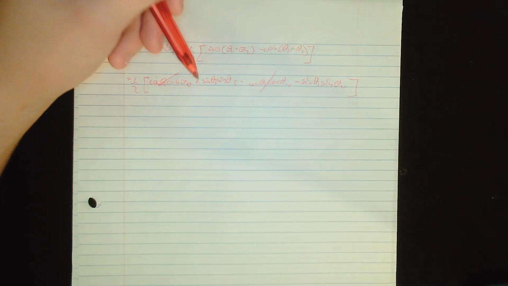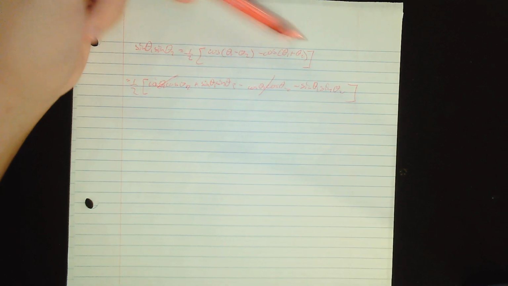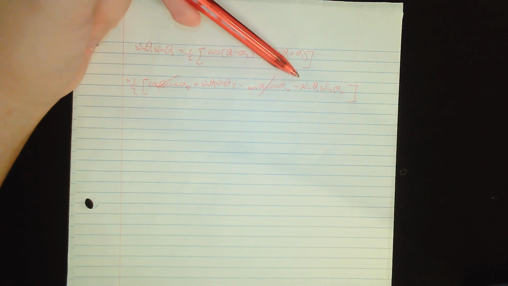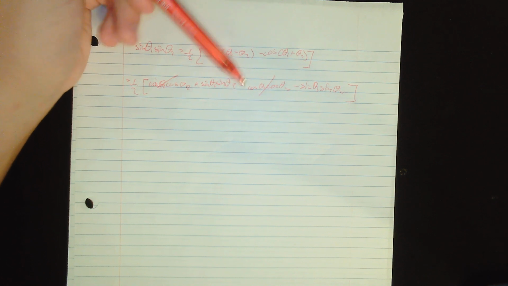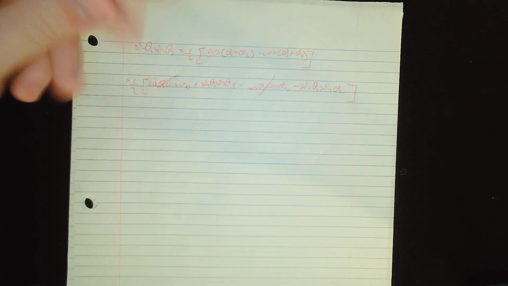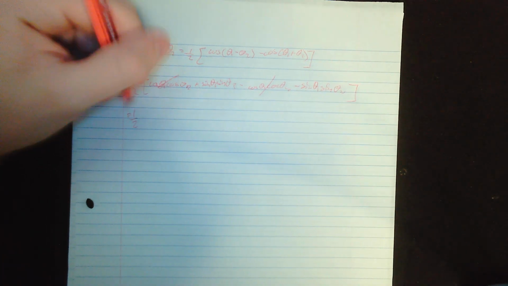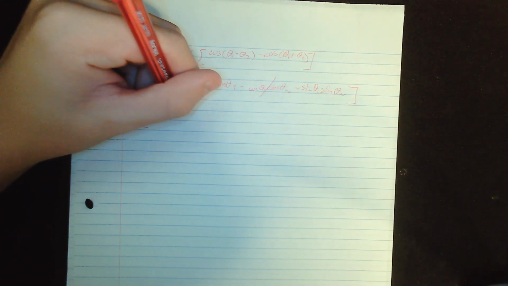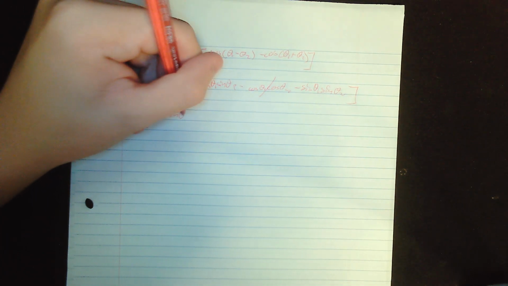Now we have a positive and negative cosine theta 1 cosine theta 2, so these cancel out. And then we have a positive sine of theta 1 sine of theta 2 and a negative sine of theta 1 sine of theta 2. But because there's an extra negative here, we could basically say that this is another positive. So then instead we'll just be left with 1/2 bracket 2 sine of theta 1 sine of theta 2, and then that multiplies out to sine of theta 1 sine of theta 2.